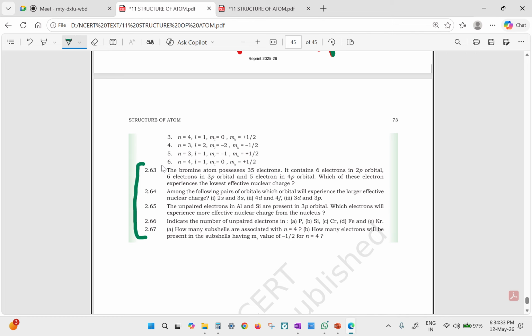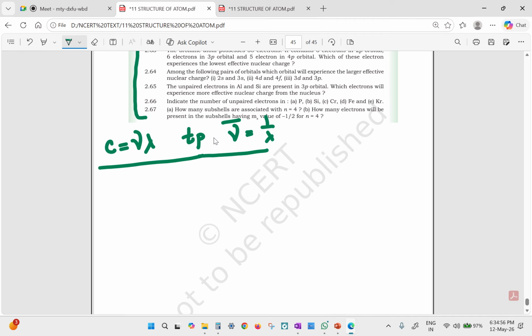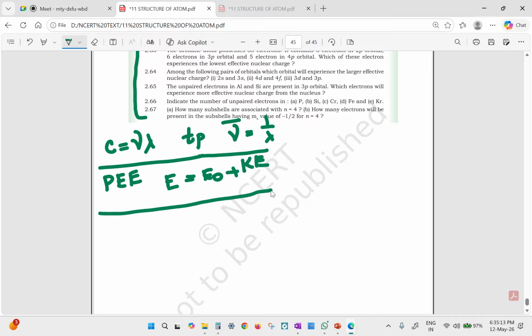So far, we can classify the numericals into the wave nature of light: c is equal to nu lambda. It can be related to time period and to wave number, because wave number is 1 by lambda and time period is 1 by frequency. Then, second part, we did photoelectric effect numericals: E is equal to E naught plus half mv square, work function plus the kinetic energy. So we had problems related to that.